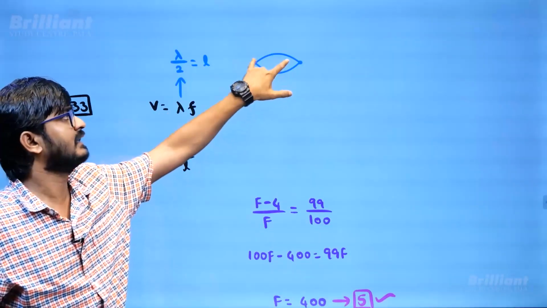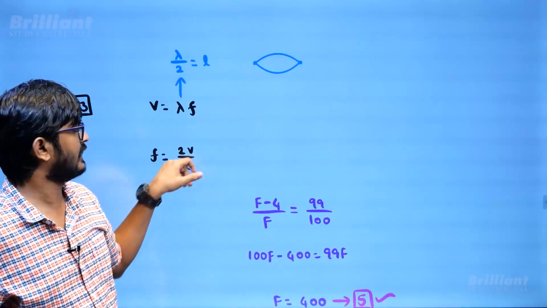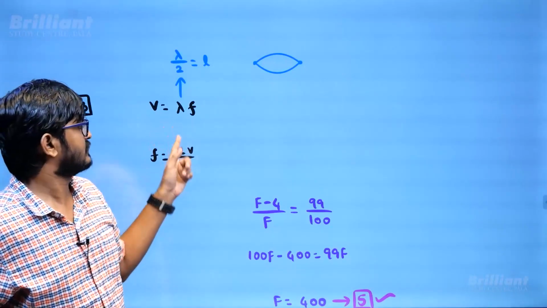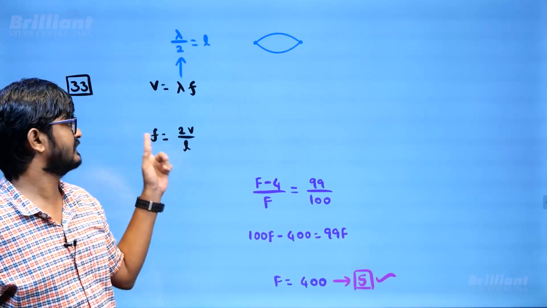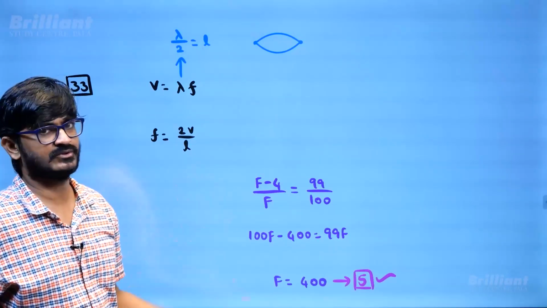Now when it is under fundamental, lambda by 2 equals L. So lambda equals 2L. 2 has to come in the denominator. Lambda equals 2L. When you substitute it, you will be getting frequency as v by 2L. Anyway, v is not changing because tension is not changing. So frequency is inversely proportional to the length.